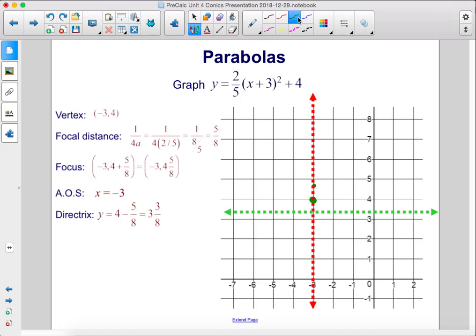All right, so we have our vertex right here. And let's pick a sample point over here, just so we know how wide the parabola is. When x equals 0, this is 3 squared, which is 9, times 2 is 18, divided by 5 is a little bit more than 3.5, plus 4 would be a little bit more than 7.5. So it's going to be right there somewhere. So our parabola looks something like this.